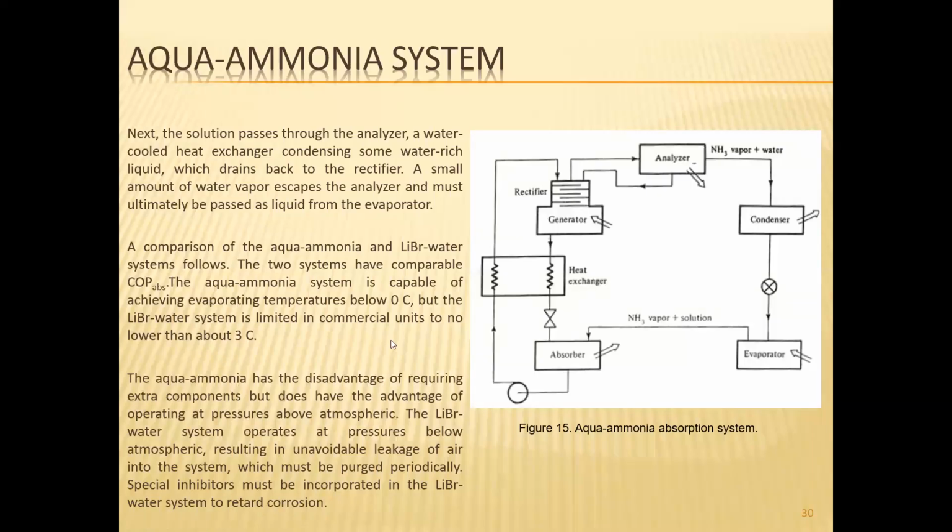The aqua ammonia has the disadvantage of requiring extra components, but does have the advantage of operating at pressures above atmospheric. The lithium bromide water system operates at pressures below atmospheric, resulting in unavoidable leakage of air into the system, which must be purged periodically. Special inhibitors must be incorporated in the lithium bromide water system to retard corrosion.